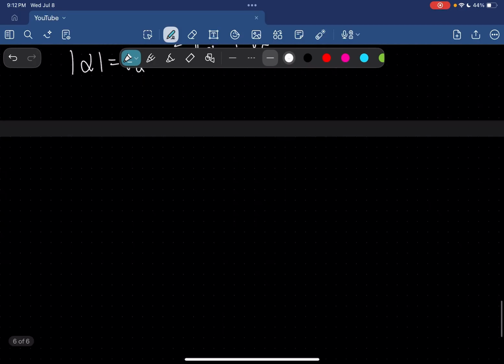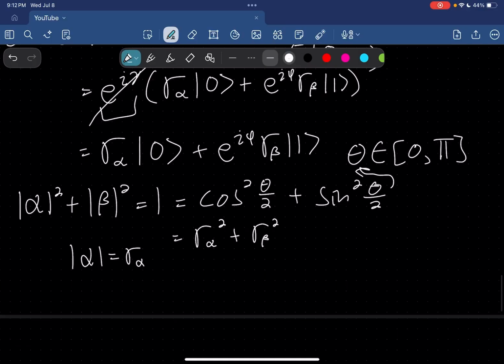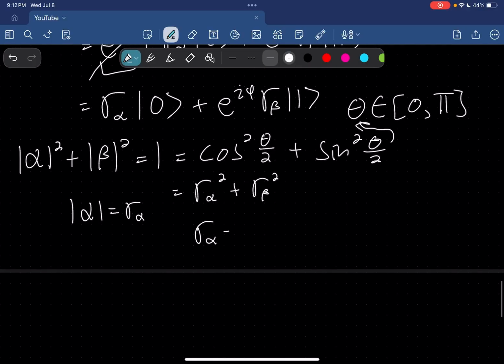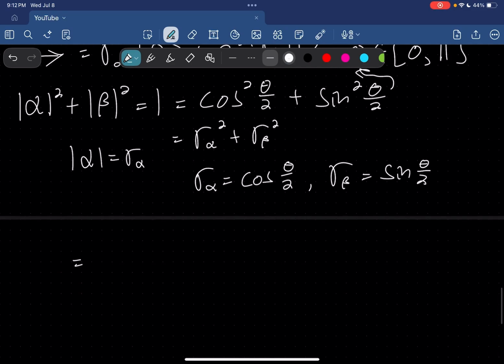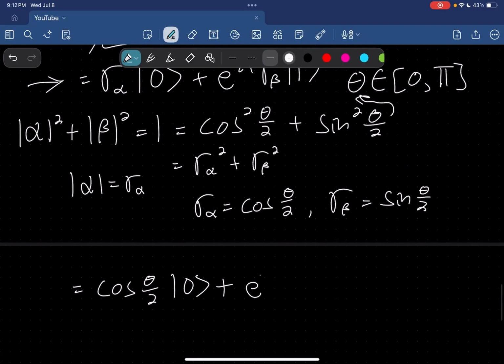And so we can sub these in now too, right? So what this means is that r alpha is just cosine theta over 2, and r beta is sine theta over 2. And we're going to sub that into this equation here. So what we now have is cosine theta over 2 times ket 0 plus e to the i phi sine theta over 2 ket 1.